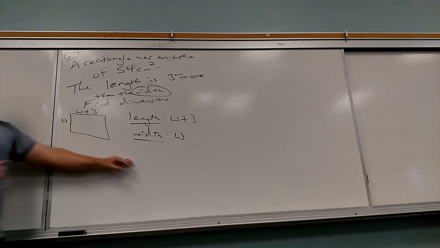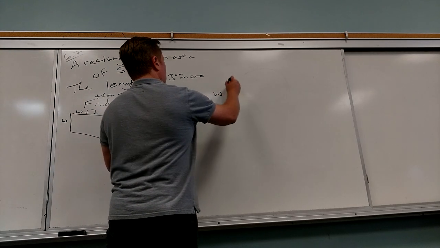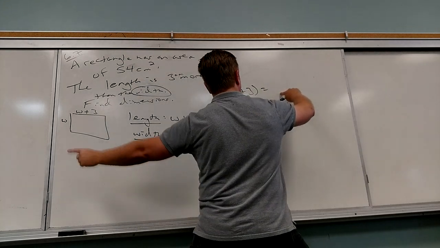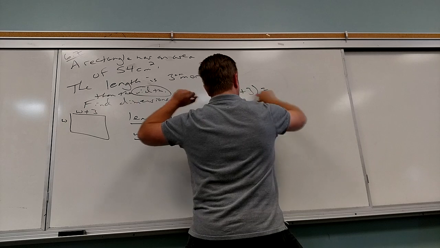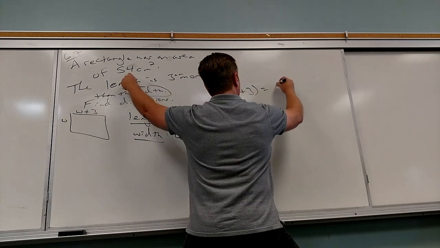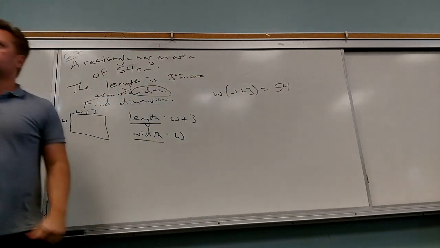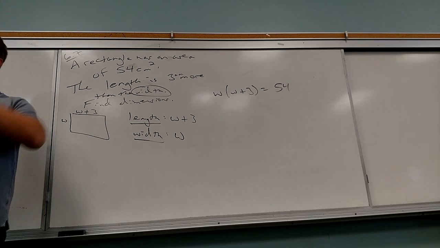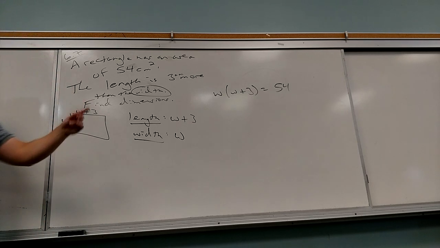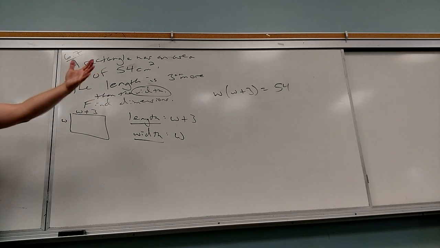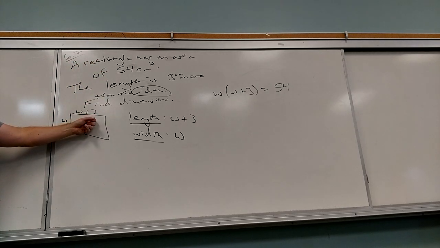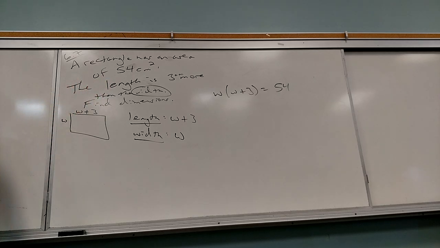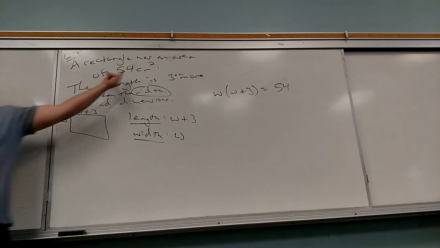W times W plus 3. Yeah, so the area is W times W plus 3. Now, what is this supposed to be? 54. Now I've got an equation to work with. I have 2 ways to represent the area of this rectangle: the number they gave me and in symbols. And of course they have to be the same. It's the same rectangle, so any way you talk about the area, it's got to equal itself. So the area of this must equal the area of this.